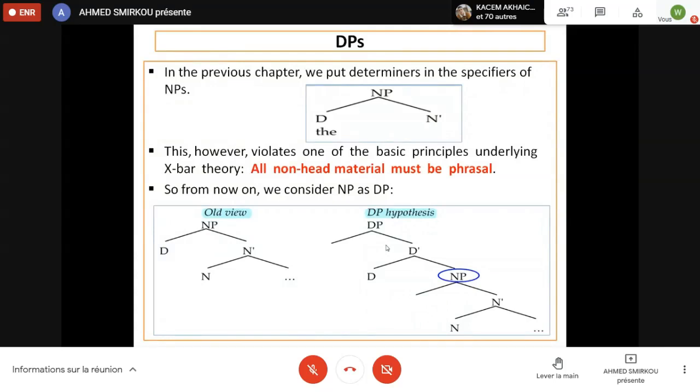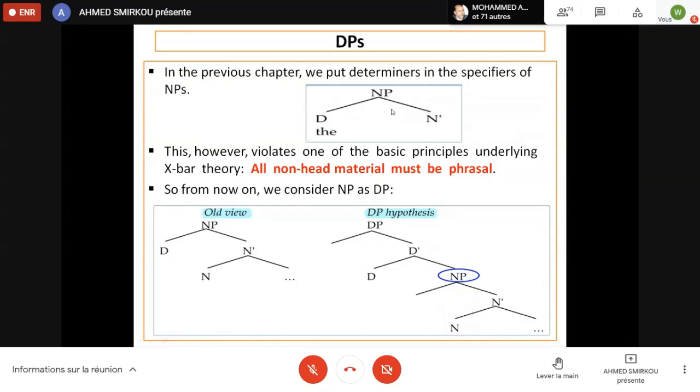Now why? Why do we need to adopt this hypothesis? First, it solves this problem. It solves the problem that we have two lexical categories. Look at the diagram at the top. Here we have the NP, and we have determiner, and we have N bar. Theoretically, this is problematic because we have two lexical categories. But now with the DP hypothesis, if we claim that the determiner is the head rather than the noun, then we solve this problem. Then we no longer have two lexical categories.